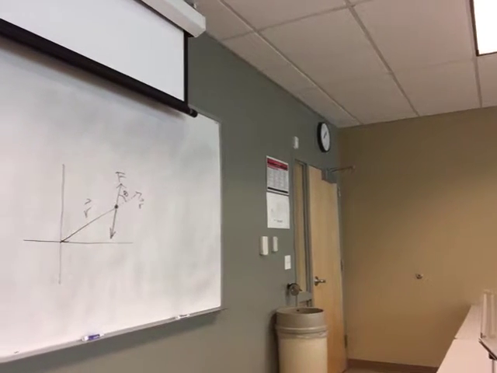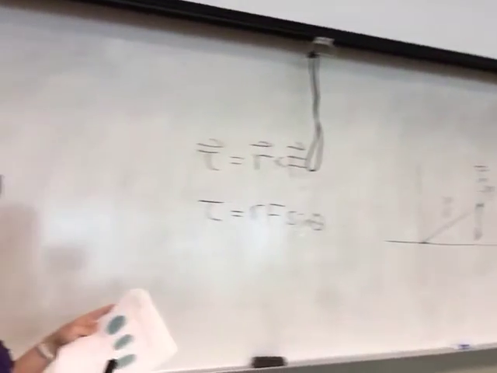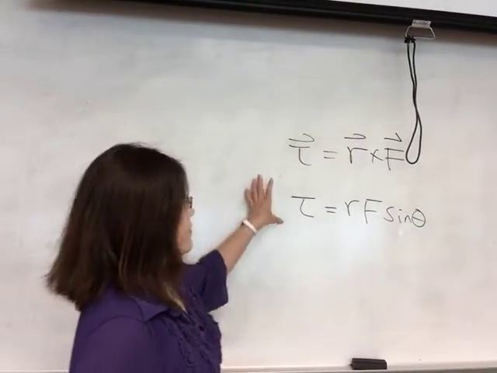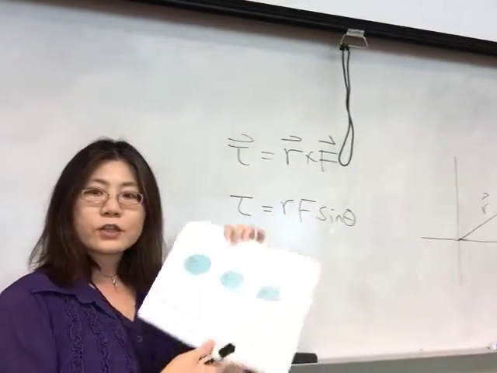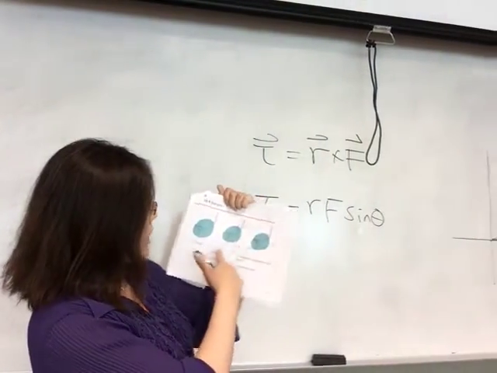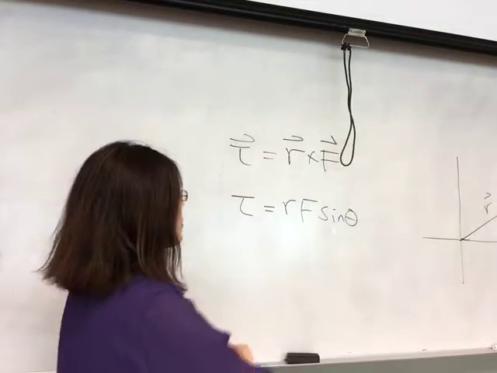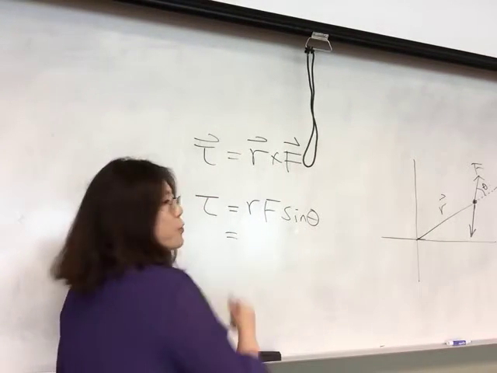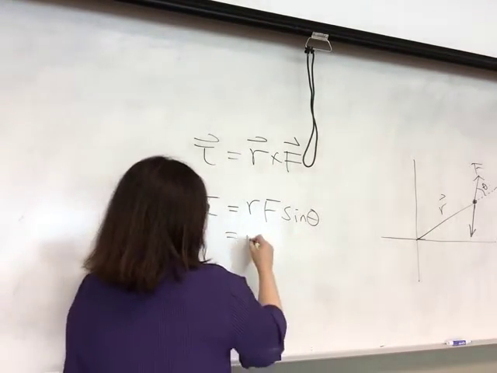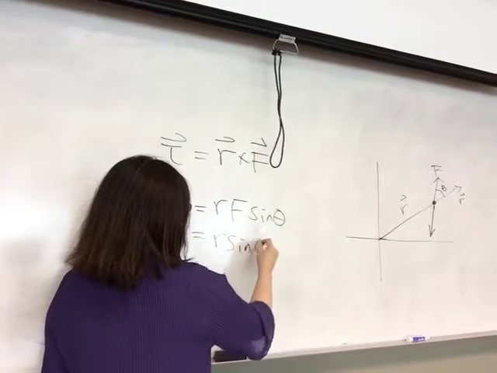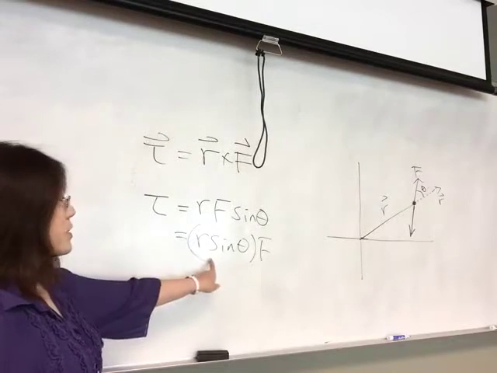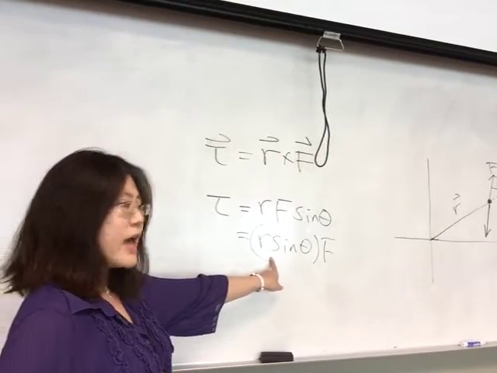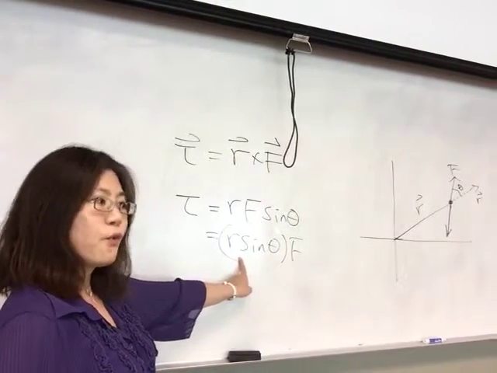Okay, so this is how you apply that. It's as simple as that. It's just R cross F, and in the book, it shows you that the components, in other words, you can group them. This is like when you have R sine theta times force, which means that you're just finding the component of the radius that is perpendicular to the force.